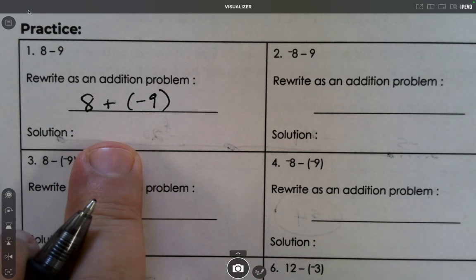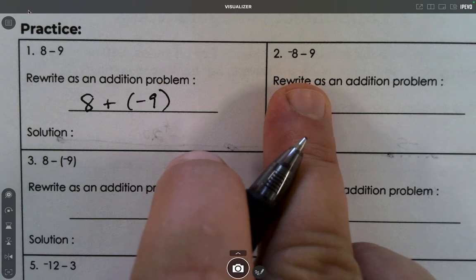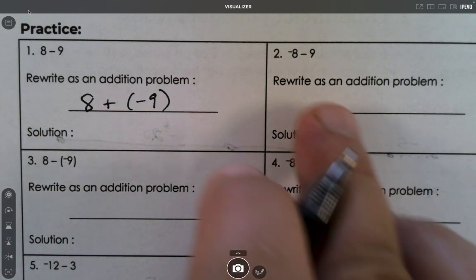We'll find the solution in just a second. I want to go ahead and practice the same thing with number 2 with keep, change, change. Then we'll solve them both.